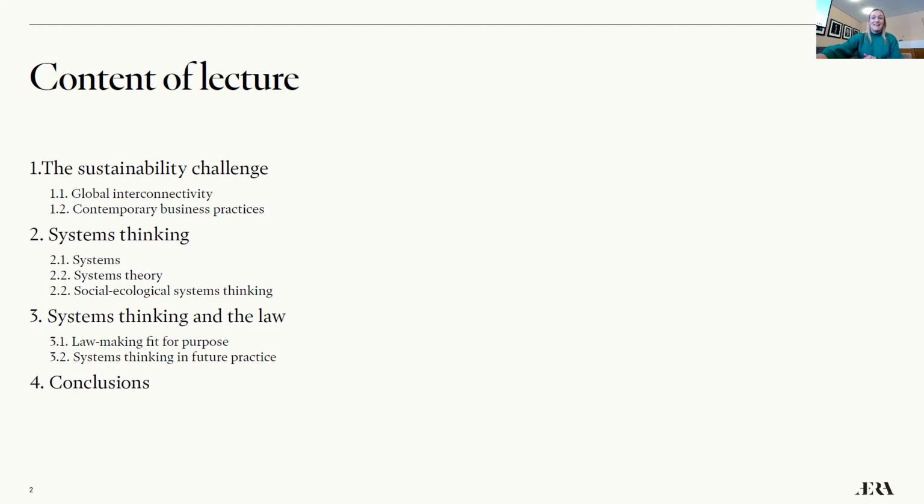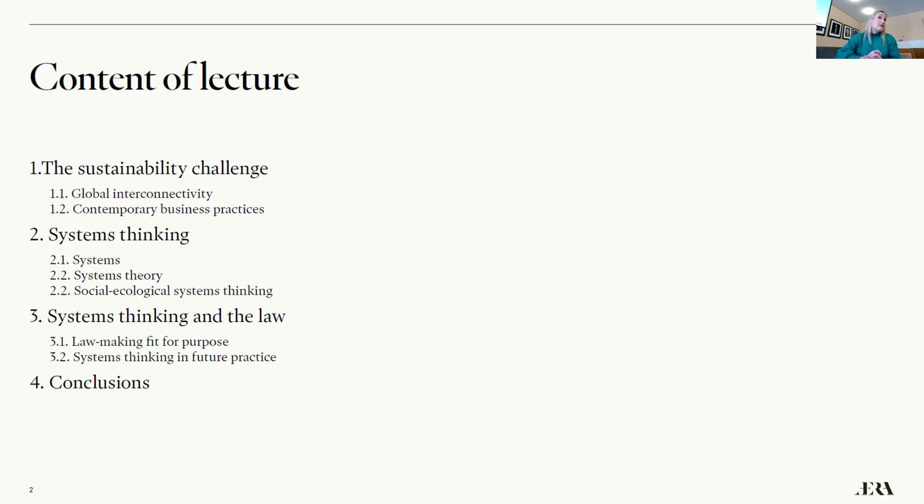In any case, this is the content of this lecture. I will start with setting the scene with the sustainability challenge, and I'm quite sure that most of you perfectly well know a lot about the components of the sustainability challenge, but this is important for the logic and the narrative of the lecture. So I briefly touch upon some major concepts in sustainability science and go in depth when it comes to these two concepts: global interconnectivity, and then I discuss some contemporary business practices issues.